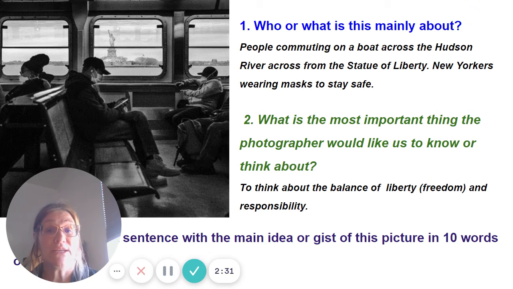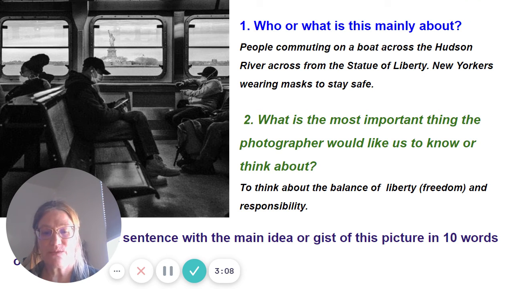And then two, to answer the second question, we might think about, well, the photographer might make us think about, well, the balance of liberty, right? The freedom to go where we want, to move around, freedom of movement, those kinds of things, right? To go to and from work, but also the responsibility of like wearing a mask, right? And maybe the balance of the two, right? You can't have freedom without responsibility, right?